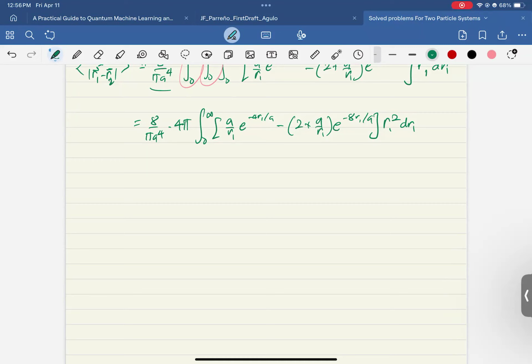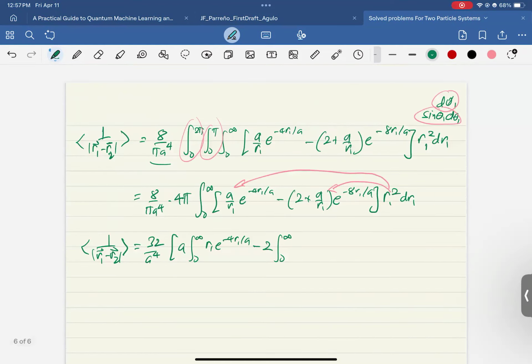Okay, sige. Let's continue. 1 over R1 minus R2, expectation value. So magiging 32 over A to the fourth. Pag pinasok natin yung R1 dito, sa bawat terms, we get A integral from 0 to infinity ng R1 exponential minus 4 R1 over A minus 2 integral from 0 to infinity.